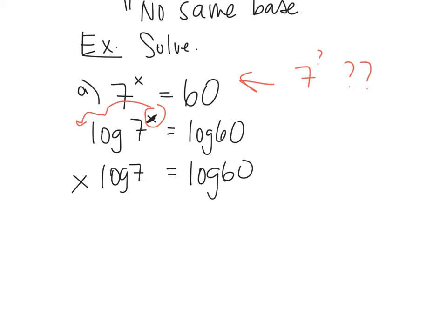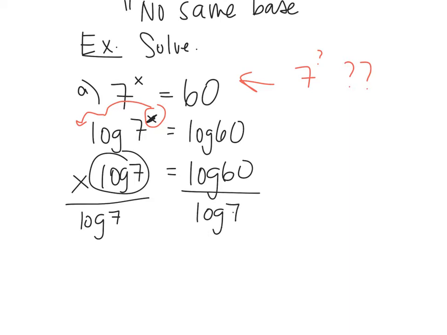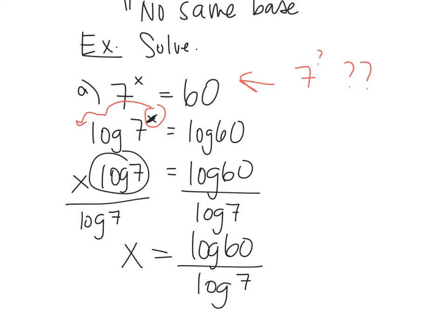Now, log of 7 is just a number, right? I type it into my calculator and I get 0.0845 and so on. But you know, Michelle, she doesn't like decimals, so I need to keep it as what we call an exact answer. But it's just a number. That's how I have to think about it, because if I have x times a number equals a number, I just have to get rid of this, and if they're multiplied together, I just have to divide by the number. So now I get x equals log of 60 divided by log of 7.